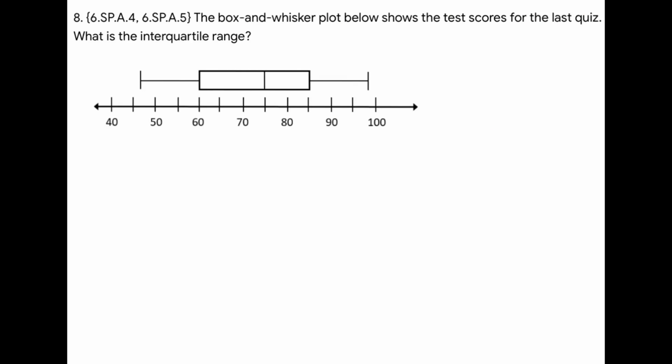The box and whisker plot below shows the test scores for the last quiz. What is the interquartile range? So we need to know how to find our quartiles. We need to know that this represents quartile 1, this represents quartile 2, and this represents quartile 3. Then we also need to know that quartile 3 minus quartile 1 will give us our interquartile range.